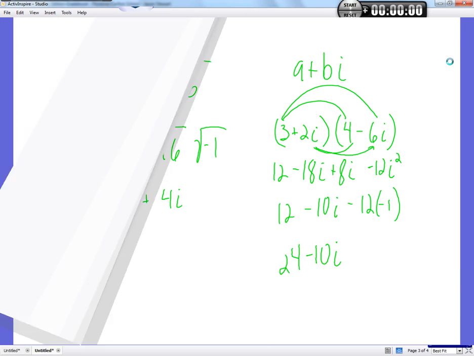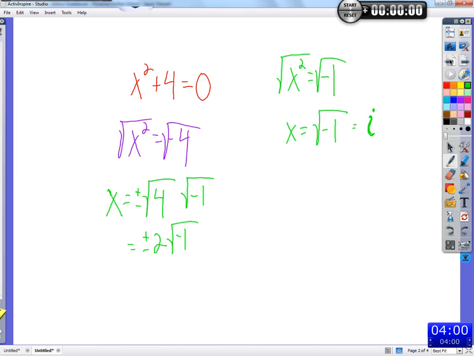So now you can see the usefulness of i. We now get to give solutions to things like this. We didn't get to do that before. Take the square root of a negative number, we used to just say they don't exist, you've reached a dead end, please turn around and go to another problem. But now we can split it up: the square root of 4, which is a real number, times the square root of negative 1, which manages the imaginary part. So the solution to this equation would be plus or minus 2i.